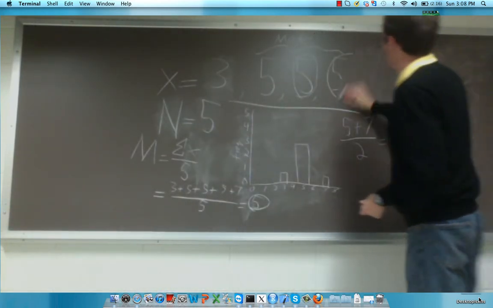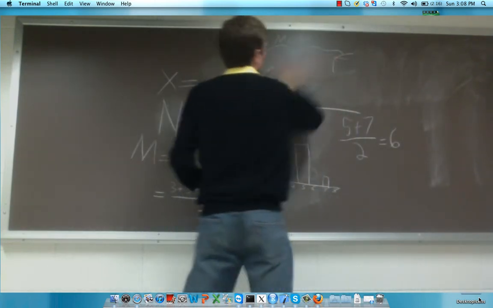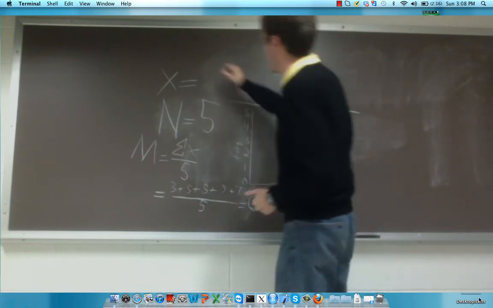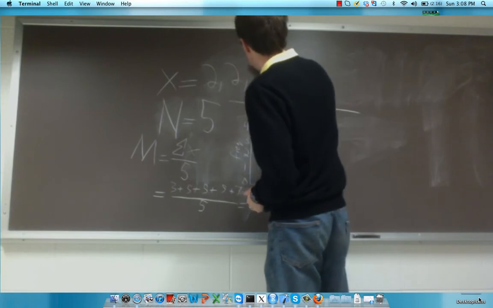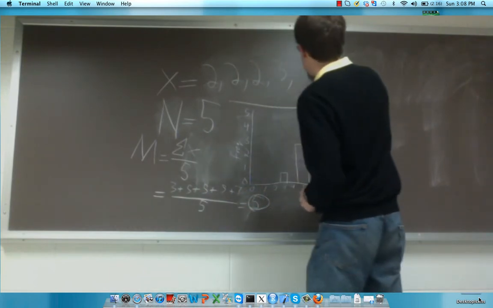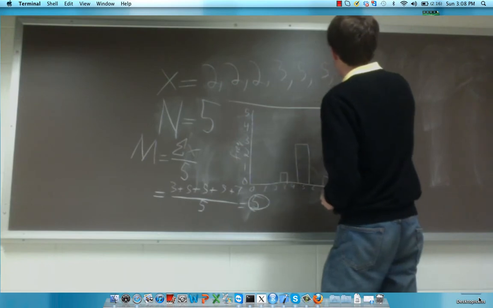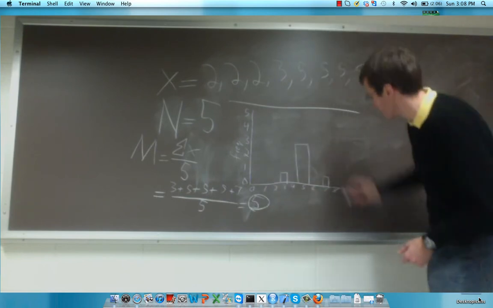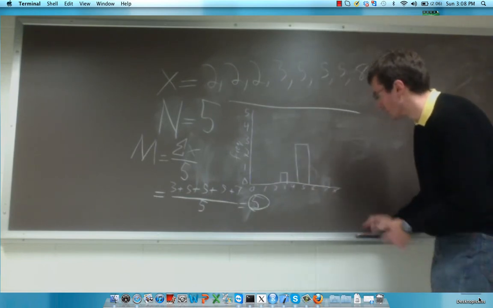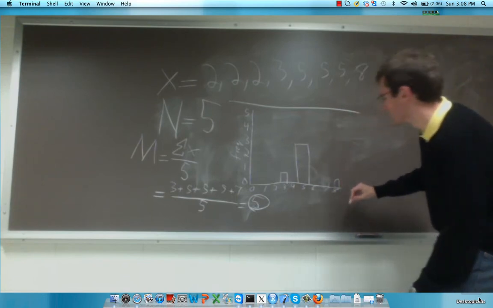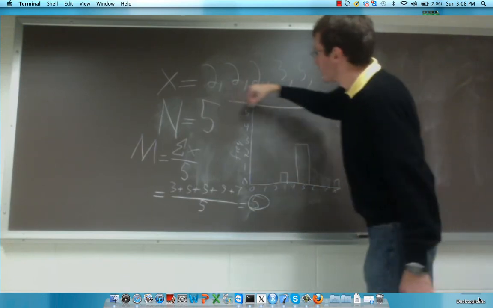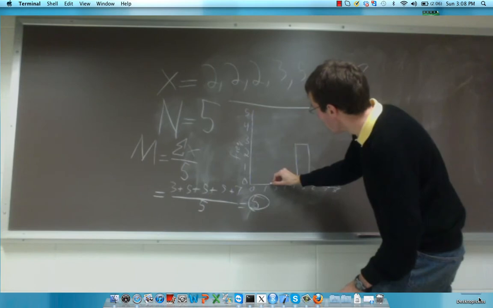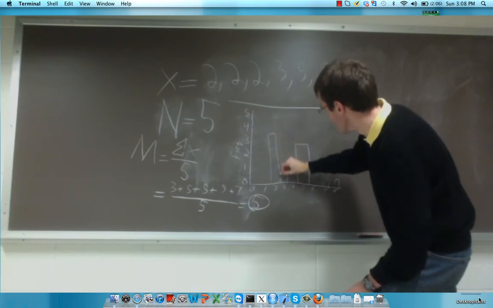I'm going to get rid of all these. And let's say that our sample now contains the numbers 2, 2, 2, 3, 5, 5, 5, and 8. So we're going to adjust our frequency histogram a little bit. Now there's one observation over 8, the frequency is 1, and there are 3 observations of 2, giving 2 a frequency of 3. So over the value of 2, we plot a bar that goes up to 3.